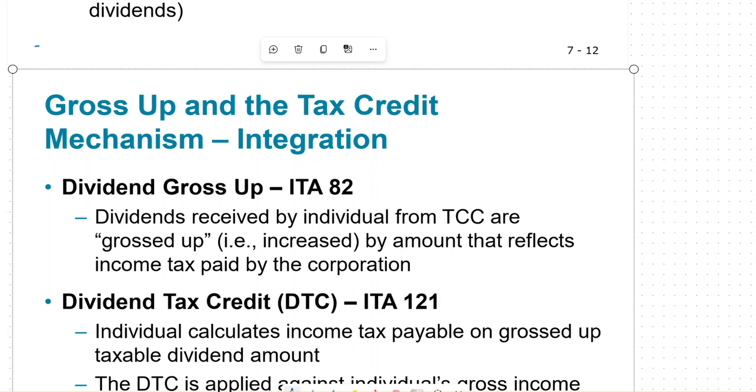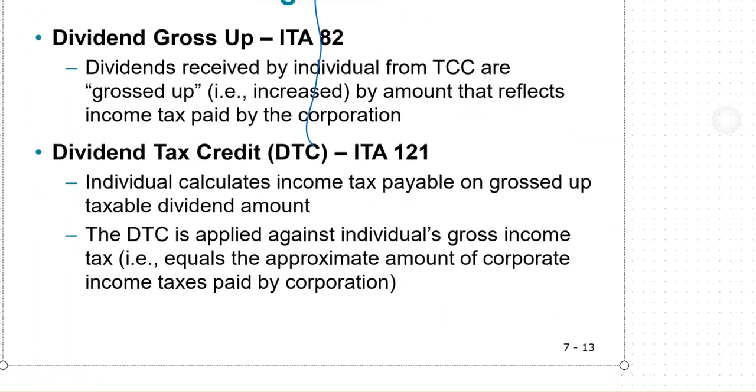So when we think of it, like we said, dividends received by individuals from taxable Canadian corporations are grossed up. It means it is increased by the amount that reflects the income tax paid by the corporation. So what we are going to do is gross up the dividend. The gross up amount is different for public corporations and private corporations. So first, we're looking for taxable Canadian corporations.